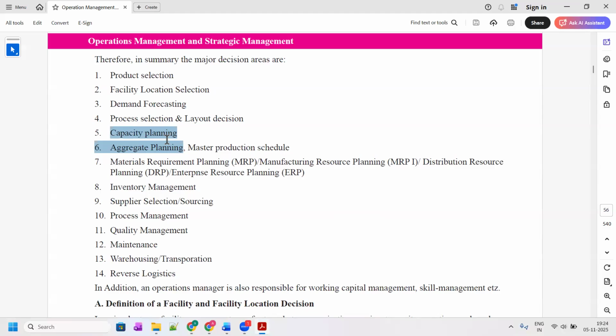Then we have inventory management, where we are talking about managing the stock of raw material and finished goods, supplier selection, sourcing, choosing the reliable supplier. Then we have process management. In process management, we'll manage the daily production process efficiently. Quality management, where we ensure that the product meets the quality standards.